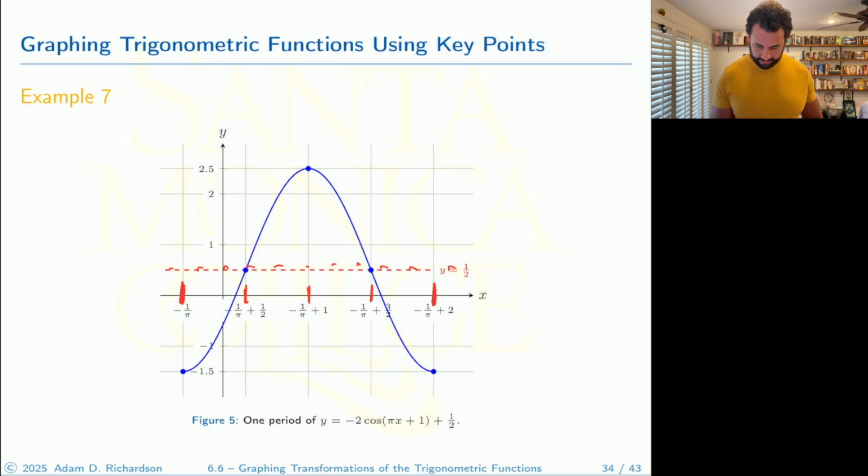There it is. You can label all of these key points right here. I didn't simplify them in this case. And then we know that it's cosine, we know that our amplitude is 2, and we know that it's a flipped cosine graph. So from 1/2 up to 2.5, and then from 1/2 down to -1.5, plot those points, and then connect them. All right, that's it.